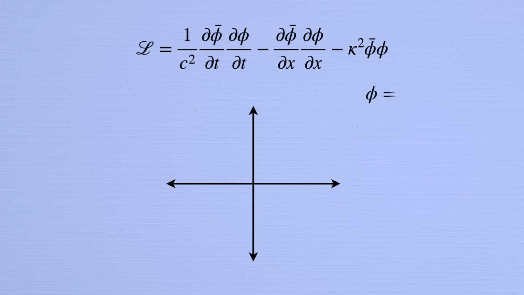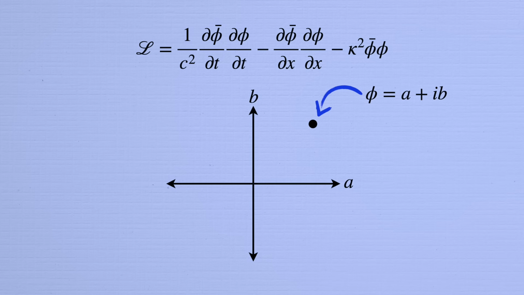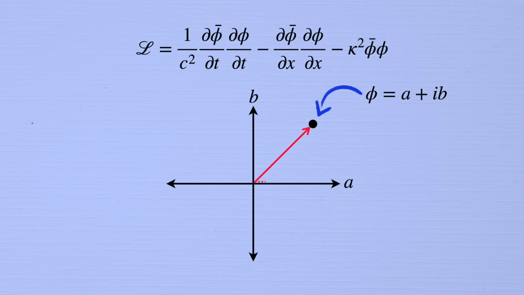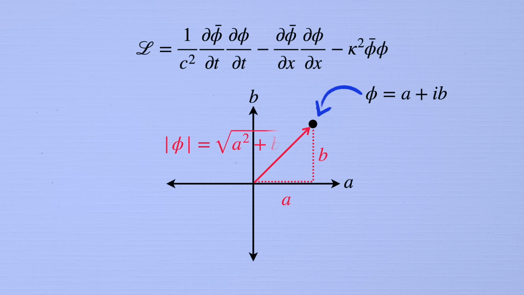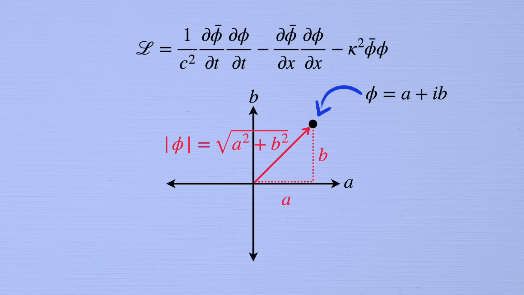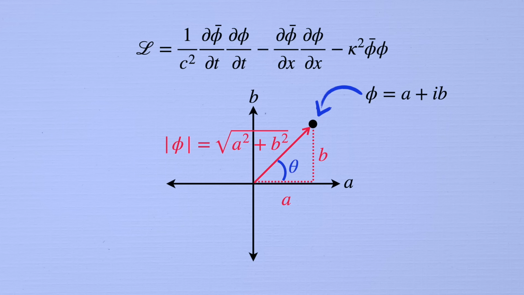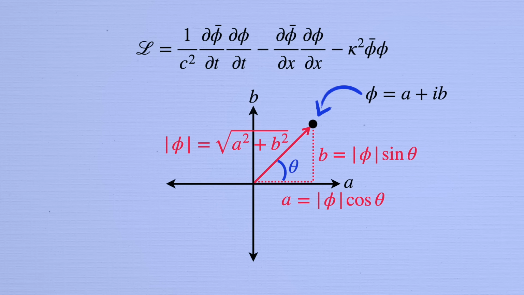The real and imaginary parts of phi equals a plus ib give us a point in a 2D plane with coordinates a and b. In other words, we can think of the complex number phi like an arrow that goes over to the right by a in the real direction and up in the imaginary direction by b. The length of the arrow is the square root of a squared plus b squared, which I'll write as the absolute value of phi, also called mod phi, and it makes an angle theta with the horizontal axis. So just like in polar coordinates, we can write the lengths of the two sides of the triangle as a equals mod phi cosine theta and b equals mod phi sine theta.